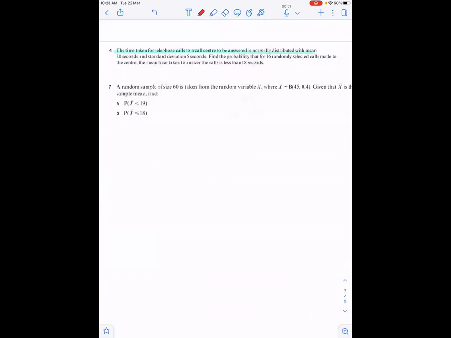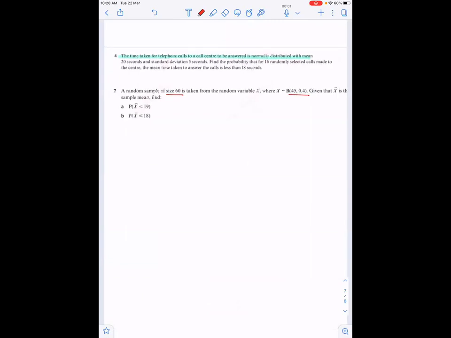A random sample of size 60 is taken from the random variable x. Here x is a sample mean. First of all, we know this is n and this is p, so we can easily find the mean. The expected value of x is np, which is 45 times 0.4, which is 18. And npq is the variance, which is 18 into 0.6, which is 10.8.